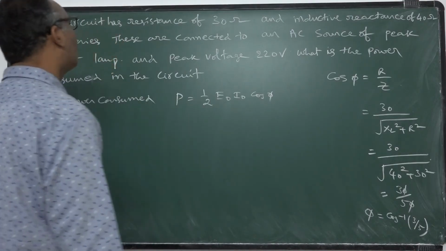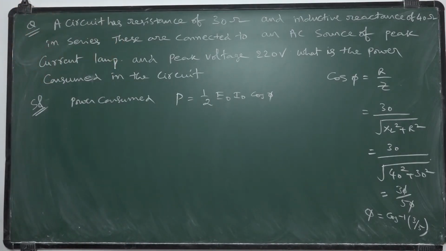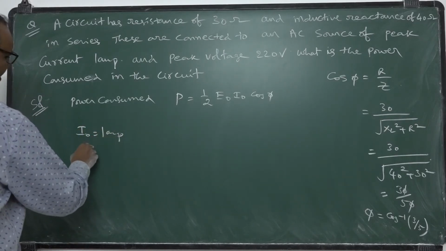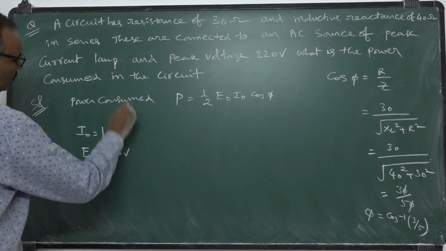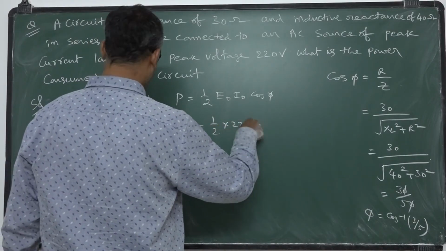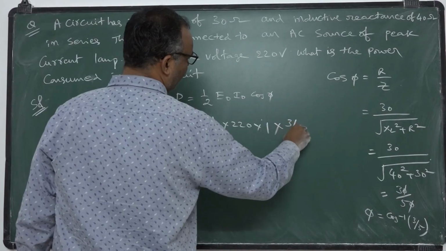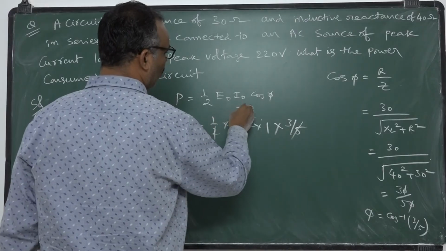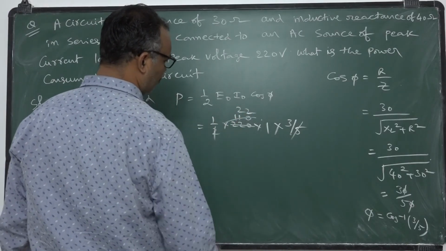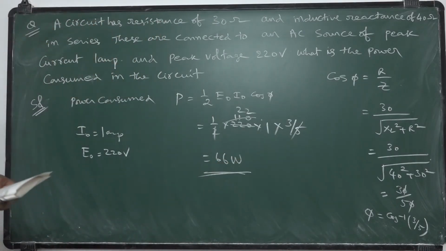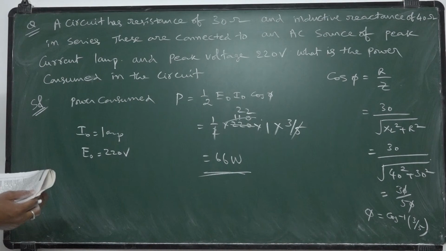So clearly, peak current value I naught they gave 1 ampere, peak voltage E naught they gave 220 volts. Suppose if I substitute them here, half into 220 into 1 into 3 by 5. So it will go for 110, it will go for 22. So 66 watts is the power consumed. So this is the solution for the question.